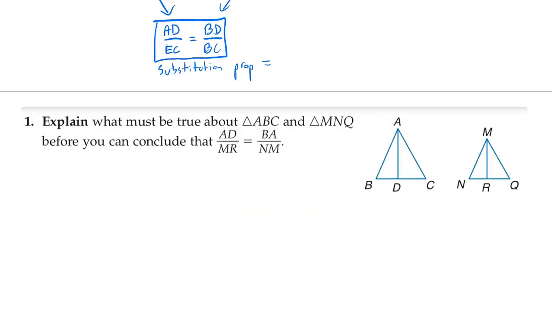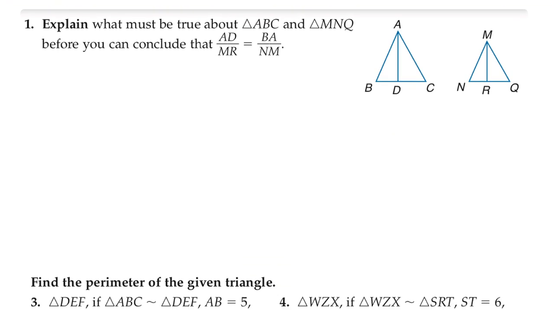Now let's just do homework. Okay, so first one, what must be true about these triangles before you can conclude that the ratio of this segment to this segment is the same as the ratio of this, well, let's do color matching, is the same as the ratio of BA to NN? Well, 2 things, right? 1, we must have similar triangles. Okay, so if we don't have similar triangles, we don't know any ratio between the 2 triangles.